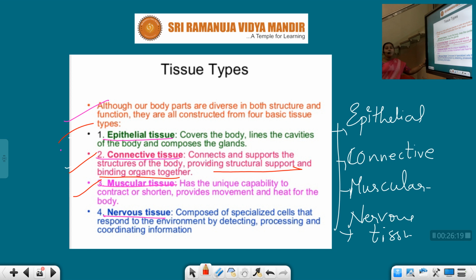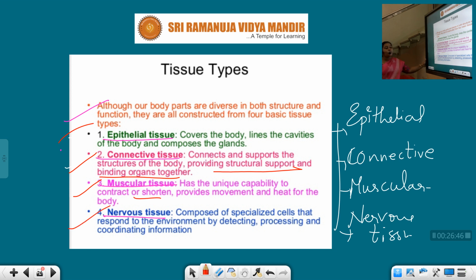Muscular tissue has the unique capability to contract or shorten, and provides movement and heat for the body. Because of this muscular tissue only, we are able to show movements, and we are able to protect ourselves from different dangerous things, and we keep our body warm with this tissue only.